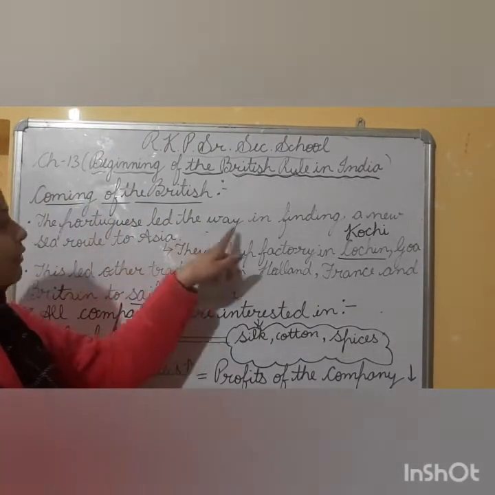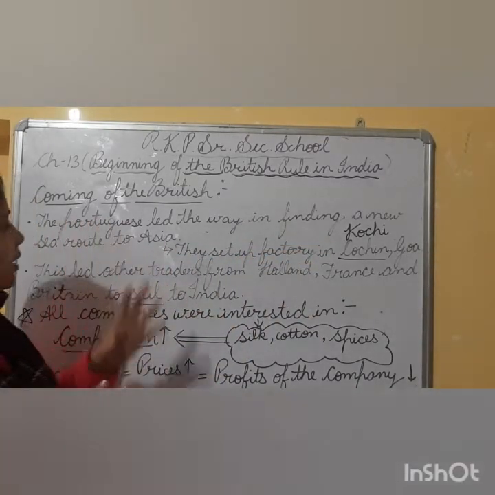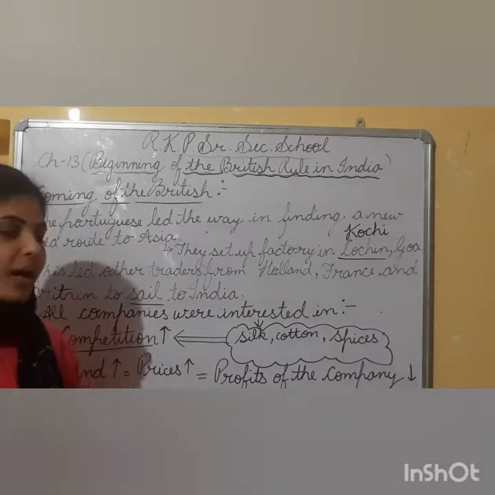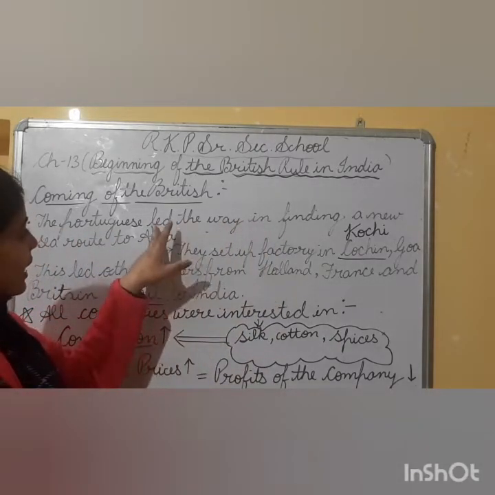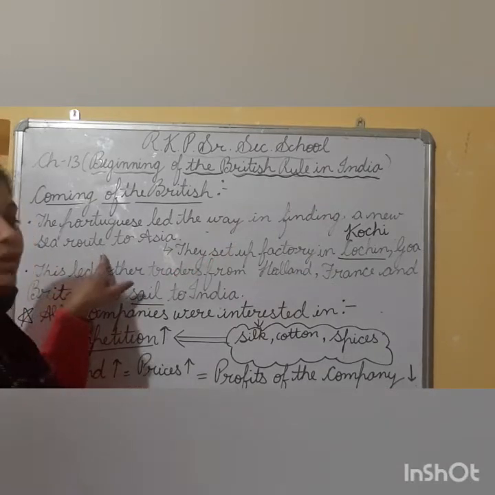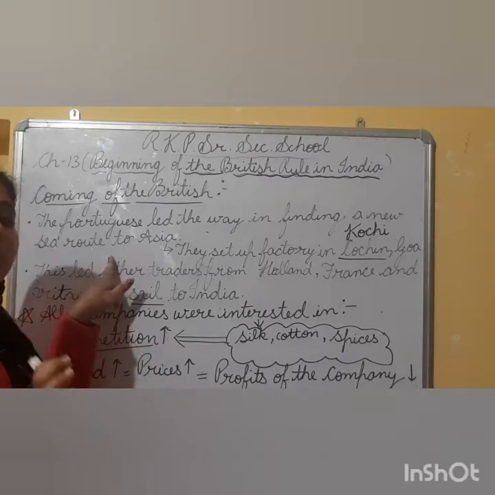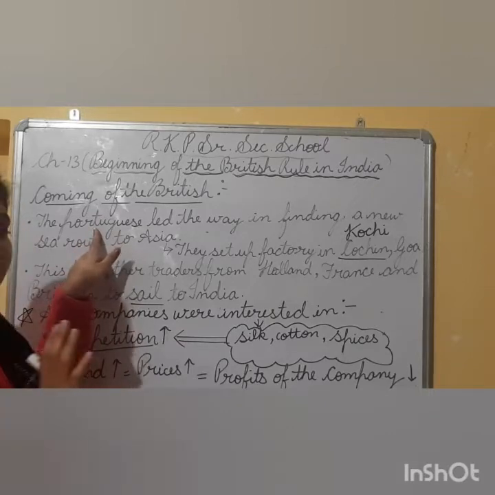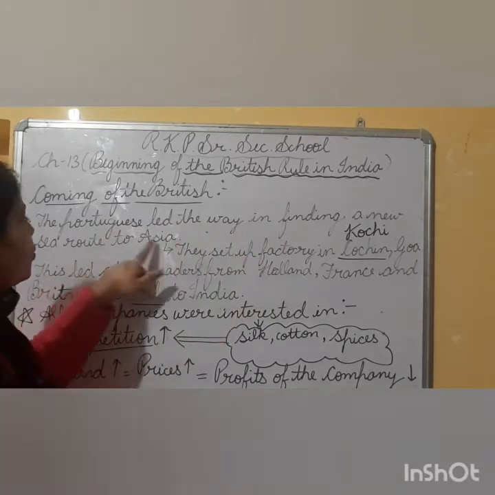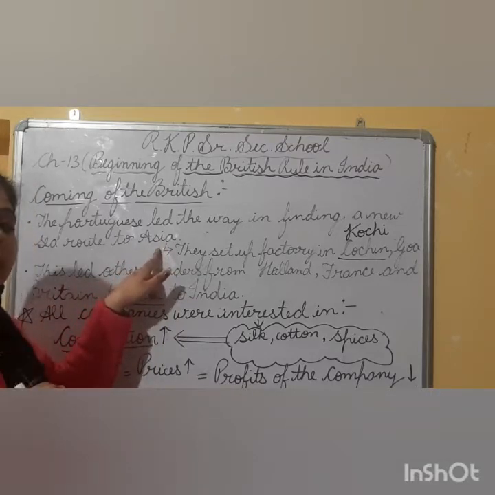The Portuguese led the way in finding a new sea route to Asia. That means Portugal, Vasco da Gama, was the first who reached India. He led the way in finding a new sea route because they traveled by sea. Here, sailed means traveling on water via ship or boat. The purpose was trading. They wanted to do business with the Indian companies.